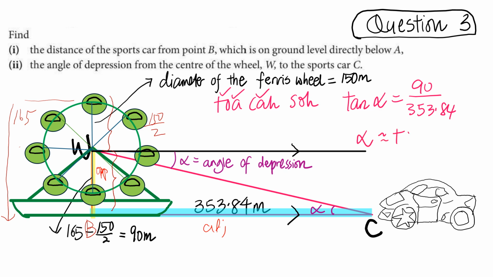So tangent alpha will be 90 meter over the adjacent side, which is 353.84. And then you take the tangent inverse of the value. And for the final answer, the angle in degrees is to one decimal place. So 14.3. Oh, so 14.3, it's smaller than the 25. Okay. So when you are looking down at the cow, that means you're nearer because the height is shorter, right? So the angle of depression will be smaller. When you're higher up, the angle of depression will be more because you need to look down more, right? Okay.